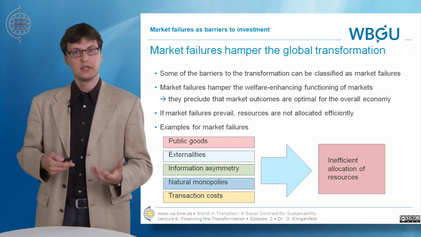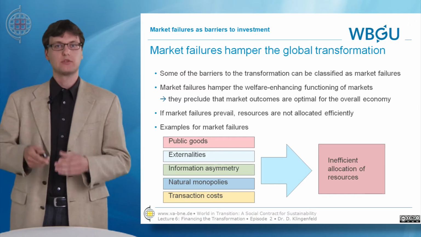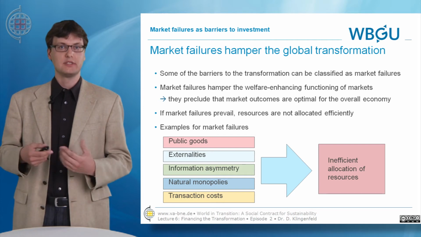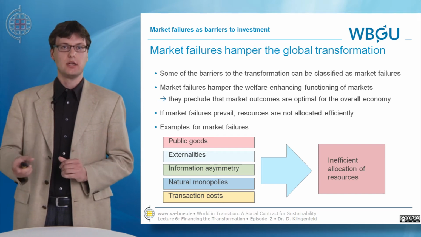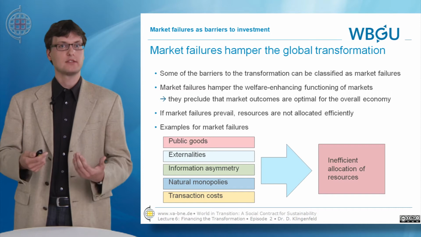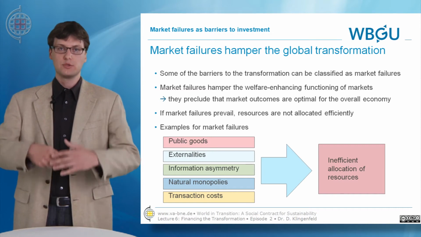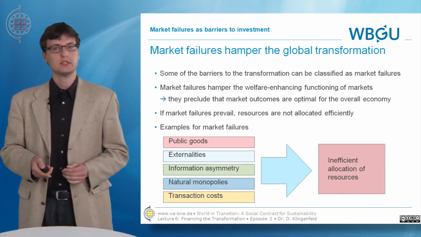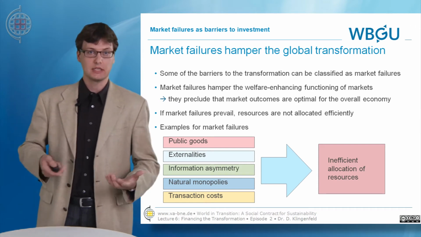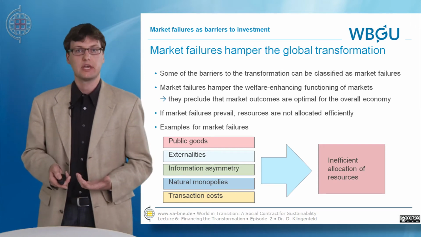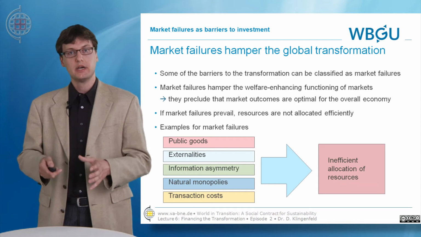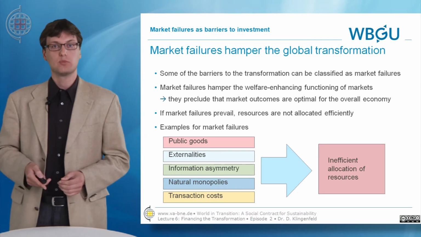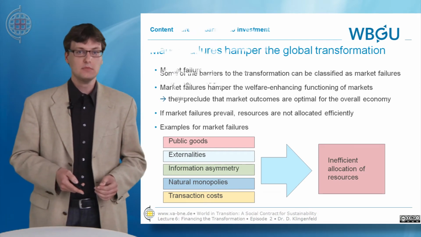And finally, there's transaction costs. Also coming back to the question of allocating capital, transaction costs to really match lenders and borrowers of capital to advance the global transformation process. So taking all these challenges together, they lead, absent any government policies, to an inefficient allocation of resources. And that's where a balanced policy mix comes into play. And I will come to this next.